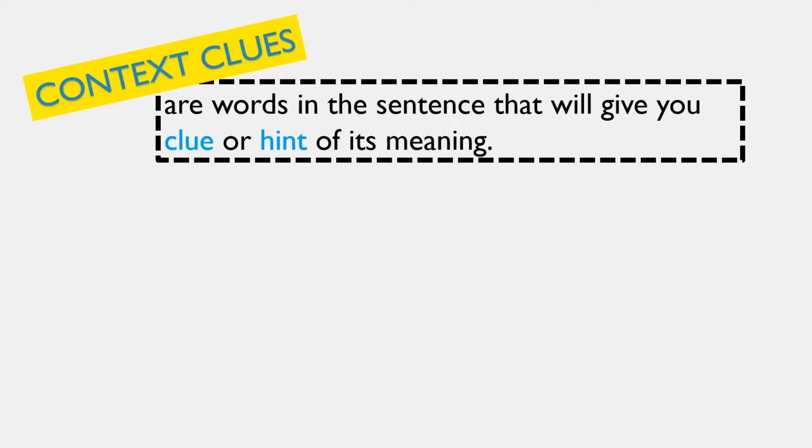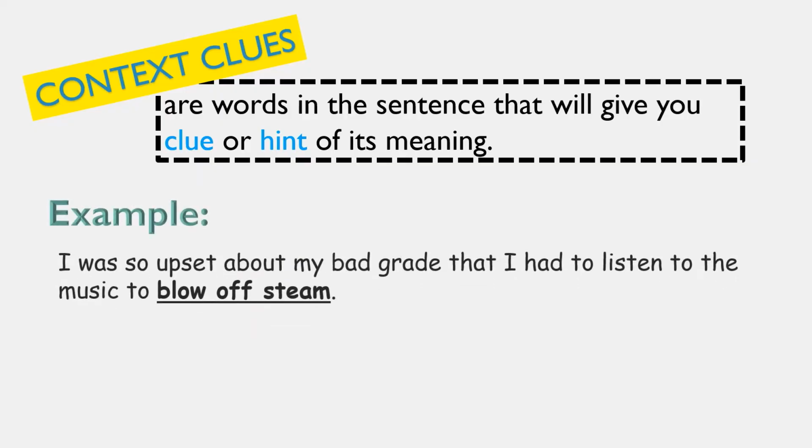So, what are context clues? Context clues are words in the sentence that will give you a clue or hint of its meaning. Now let's try another example. I was so upset about my bad grade that I had to listen to music to blow off steam. I underlined the expression blow off steam. Now let's check it out.